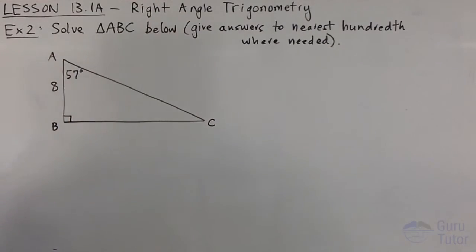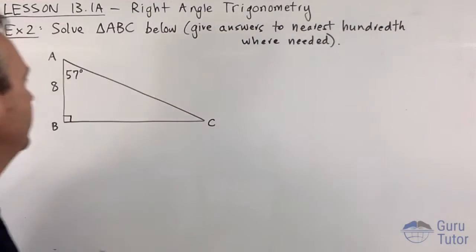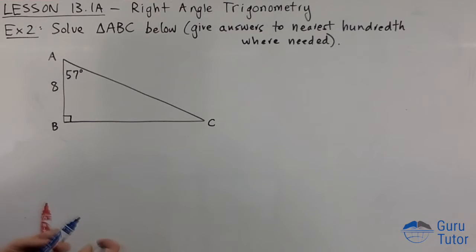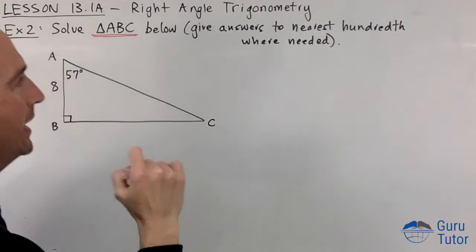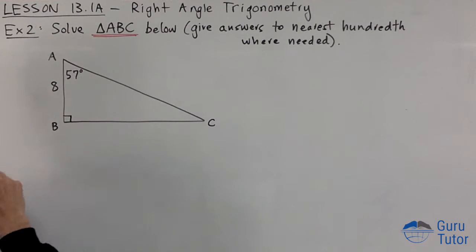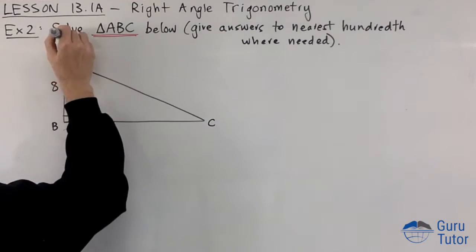So we have a right triangle this time. We have some numbers and it's asking us to solve the triangle. So that's how we label the triangle. Triangle ABC, that's how we say triangle ABC. And when we say solve it, we mean find all missing angles and sides.